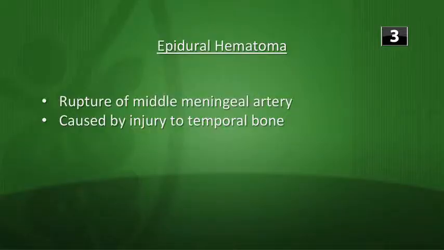Next, a 28-year-old woman is involved in a motor vehicle accident. She initially feels fine, but minutes later she loses consciousness. A CT scan reveals an intracranial hemorrhage that does not cross suture lines. What bone and vessel were injured in the crash? So this is a classic epidural hematoma, which is commonly due to rupture of the middle meningeal artery caused by injury to the temporal bone.